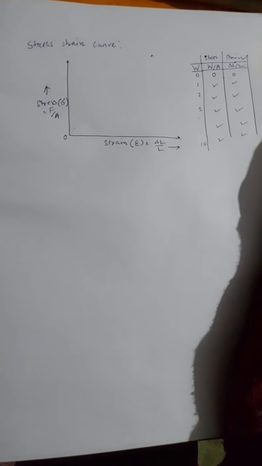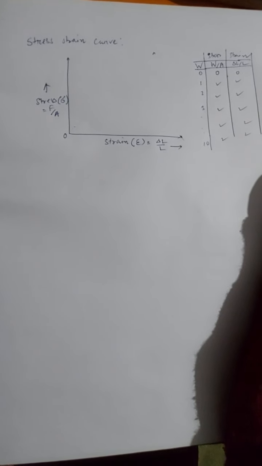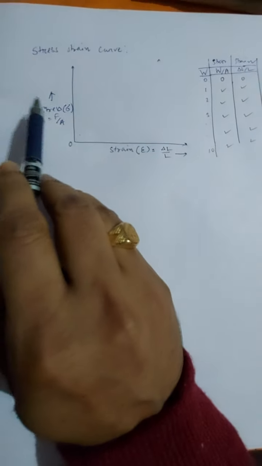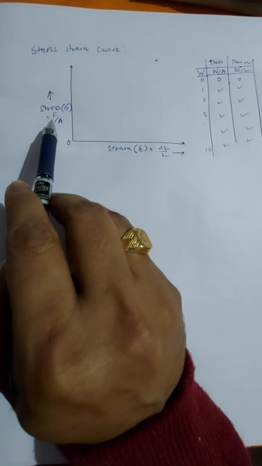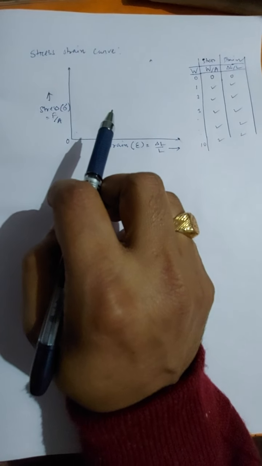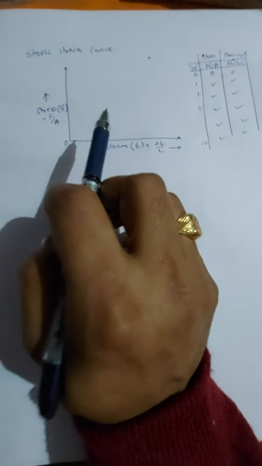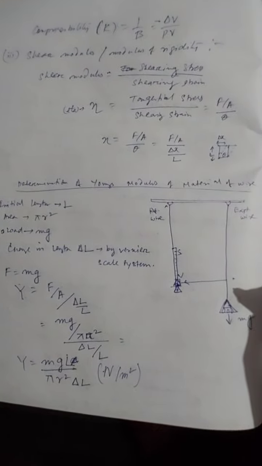So what is strain? Here we will consider only longitudinal strain, the strain in, say, a wire or a rod. The strain is given by delta L by L, and stress is force per unit area. For such a measurement, we take an arrangement as we have discussed in the previous class. So this is the arrangement.